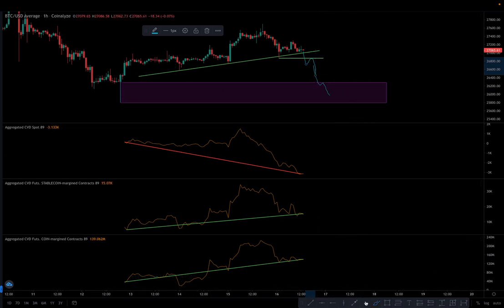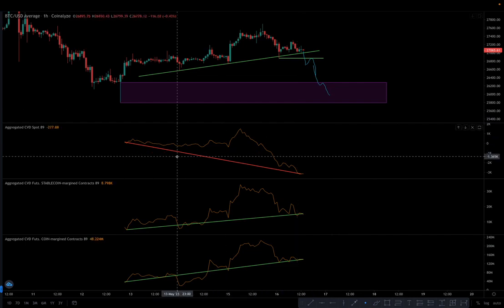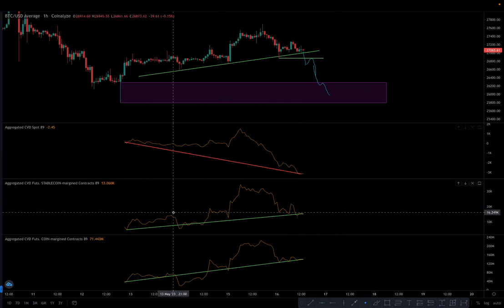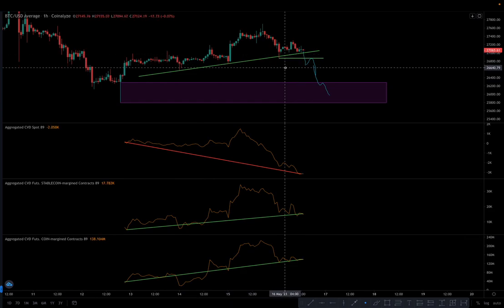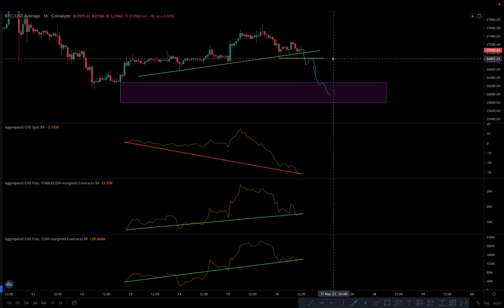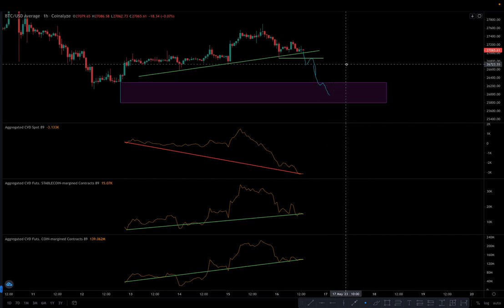I know that CVD supports me because spot are selling and futures were buying, but they were unable to hold the price up. If futures were buying and unable to hold the price up and spot were selling, that means that when it goes down, some of those futures contracts will have to close, and because futures is the one that has leverage, that's likely to create a cascade on the downside, which will add fuel to your short trade and give you a profitable trade with a high probability.